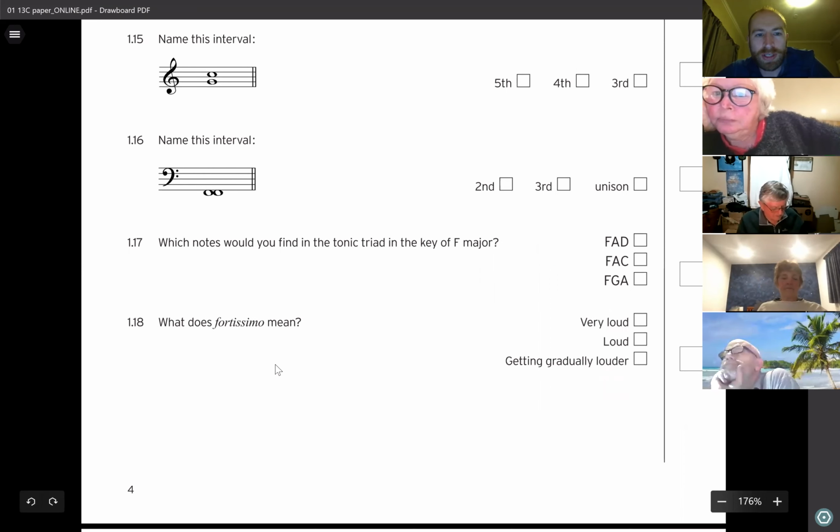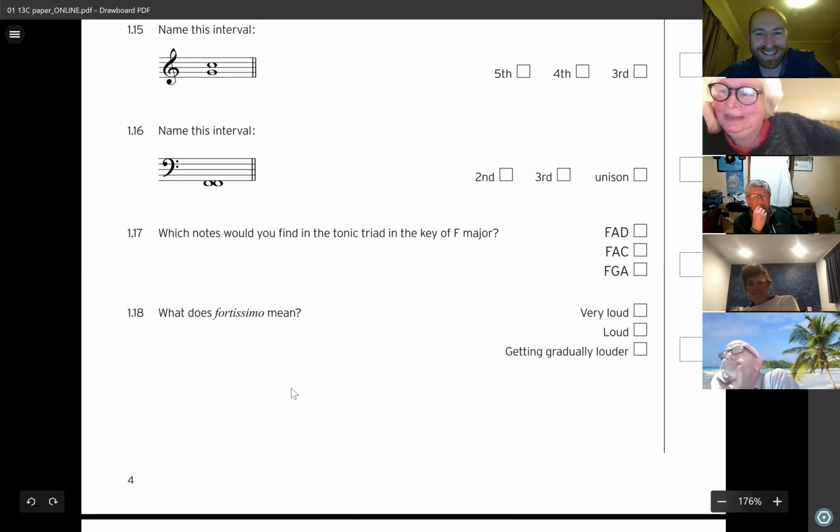What does fortissimo mean? Very loud. Well done. Everyone remembers their Italian from last week.